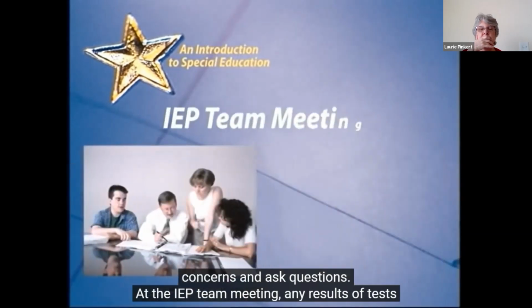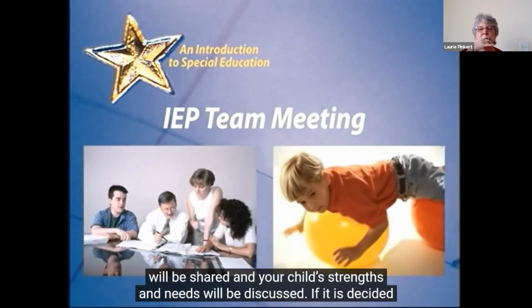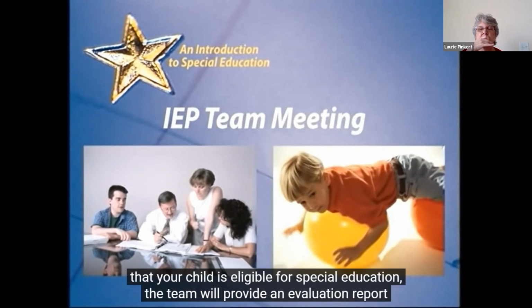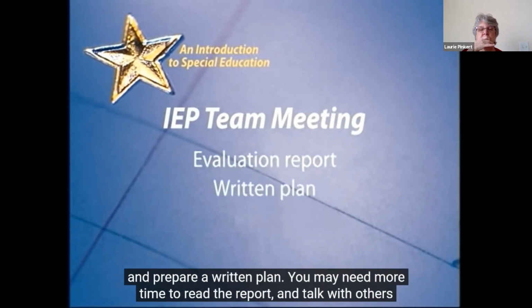At the IEP team meeting, any results of tests will be shared, and your child's strengths and needs will be discussed. If it is decided that your child is eligible for special education, the team will provide an evaluation report and prepare a written plan.